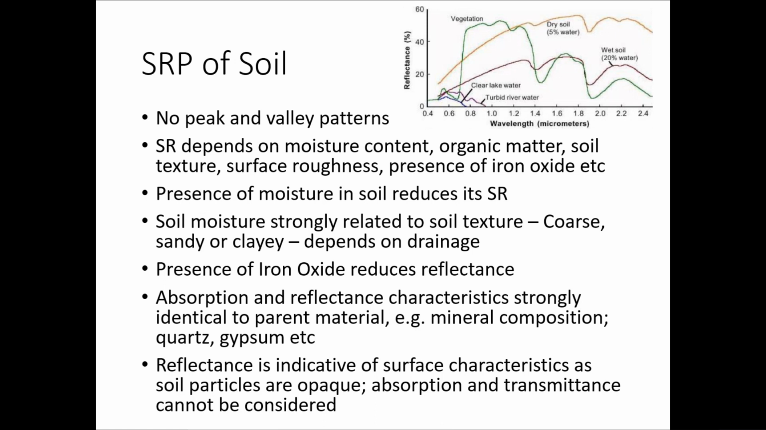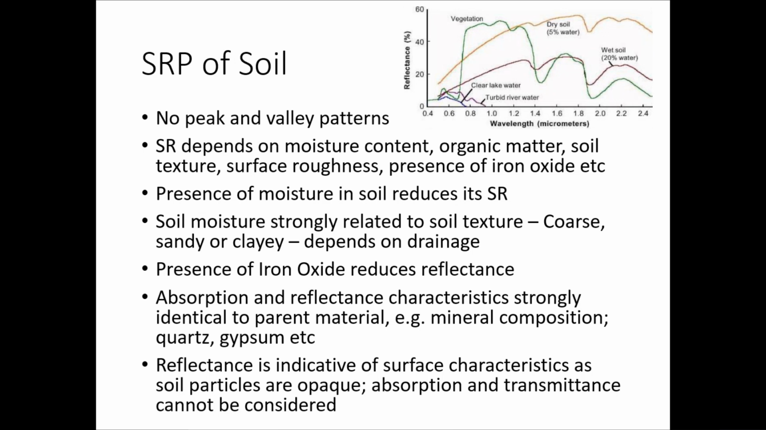Why is that? Because moisture content is present, and that is going to absorb energy at wavelengths of 1.4, 1.9, etc. So that atmospheric windows are there, right? So if you look at dry soil, you can see that there is not much of a peak and valley pattern. You can see that yellow line, dry soil, 5% water only. So very slight dips at 1.4, 1.9 and 2.4. So, very less content of water.